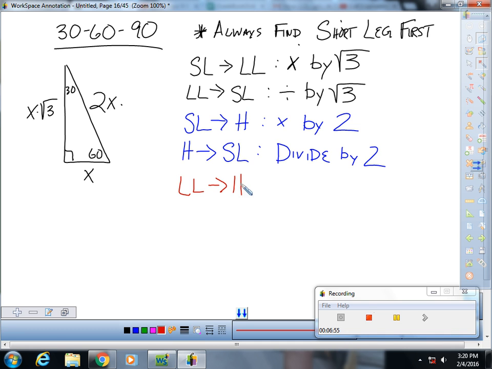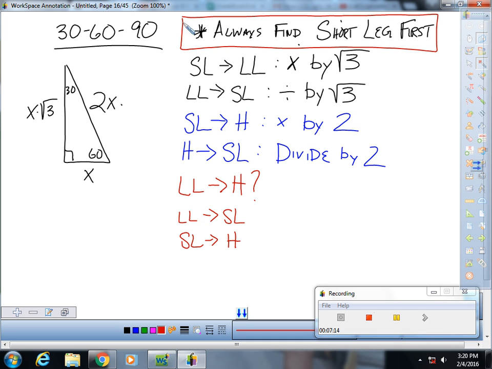Okay? And then you might ask yourself, well, what if we want to go from the long leg to the hypotenuse? You can't. I mean, we don't want you to. What did I just say in my asterisk? Find the short leg first. So you'd have to do long leg to short leg, and then do short leg to hypotenuse, because we always find the short leg first. Okay? So those are our rules. Now let me explain why it's spatial.